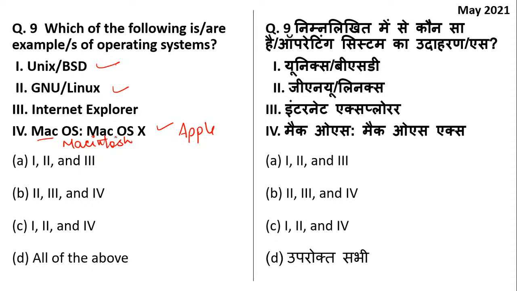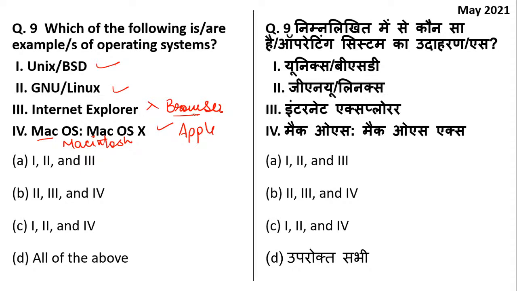Mac OS. But internet is not an example of operating system. Why? Because internet is a browser. And what is the task of browser? Browser helps you to connect to the internet. For instance, Netscape Navigator, Internet Explorer. आपने इन सब के बारे में सुना होगा. ये सारे कुछ examples हैं.